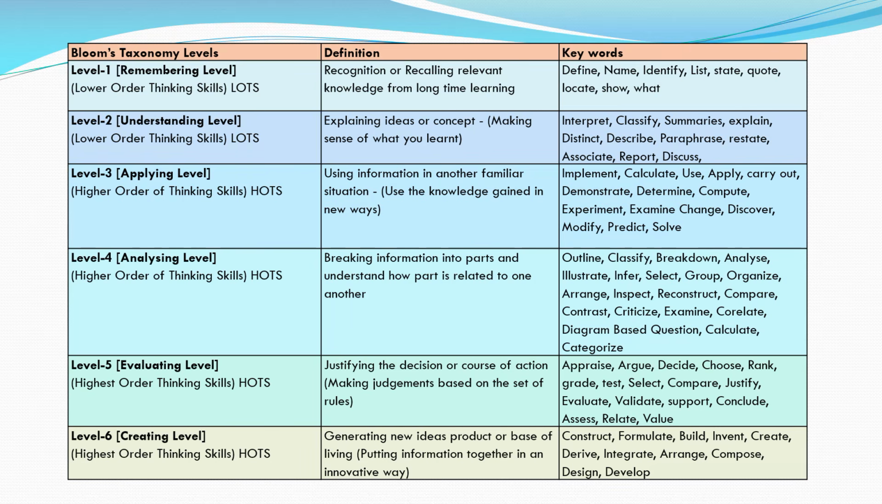Next is the analyzing level. The analyzing level comes at level 4. It is a higher order thinking skill level where, by definition, we understand how the parts are related to one another, meaning the breaking of information into parts.